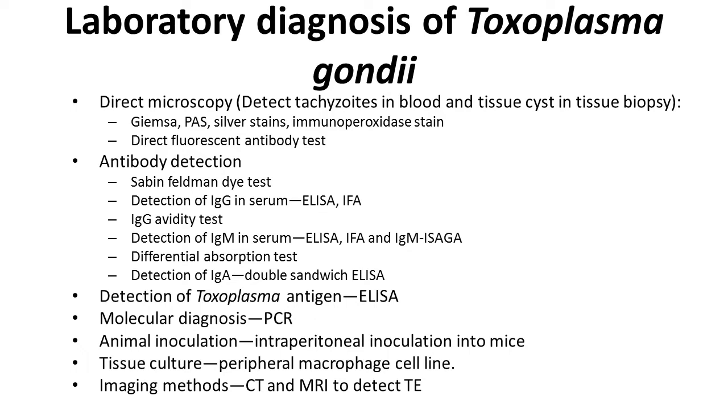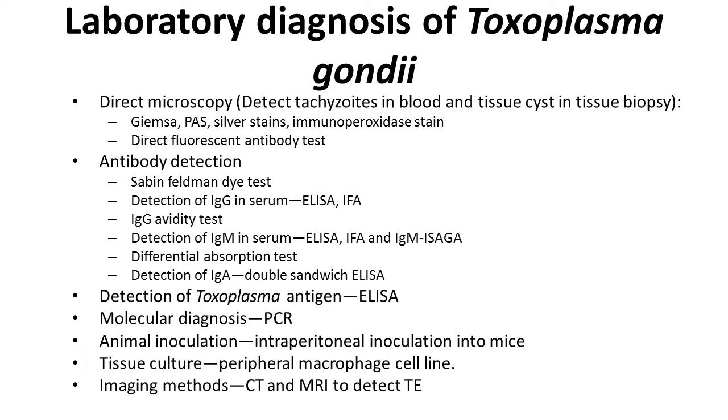So here we can use stains like Giemsa, PAS, silver stain or immunoperoxidase stain, or sometimes we can use the direct fluorescent antibody test. Here we are detecting the antigen, that means tachyzoites, in the sample.